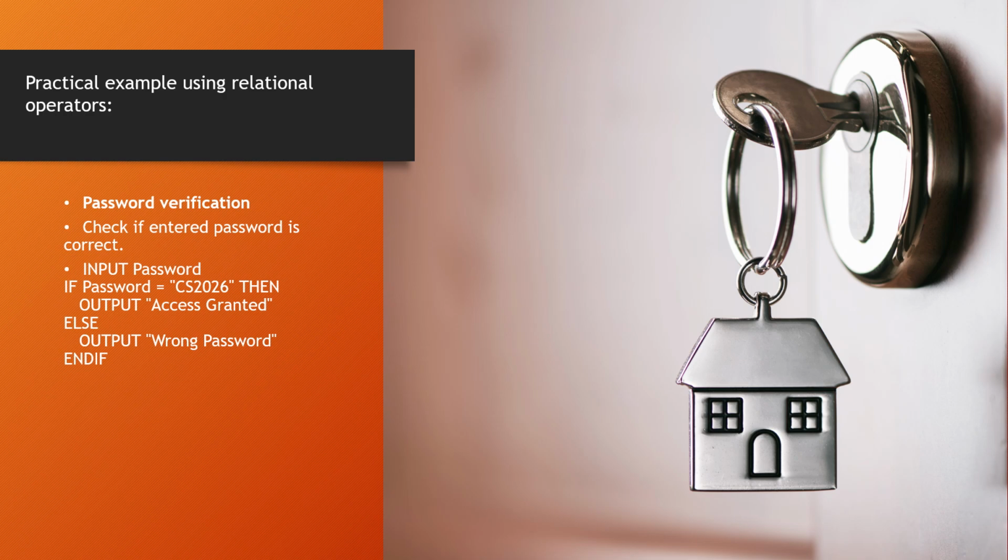So check if entered password is correct. For that, input the password. If password is CS2026, which we are assuming is the real password and the system has to look for this password to open the door, then output access granted, else output wrong password. So you see, this is used in decision-making statements on the basis of which the decision has to be made whether to carry out the work or to hinder that work.